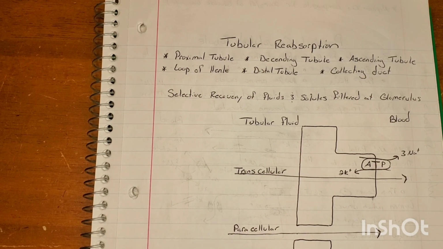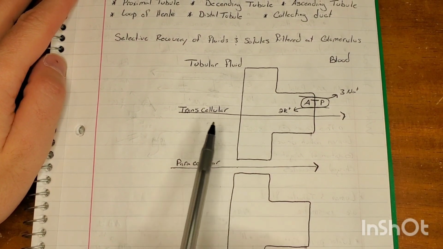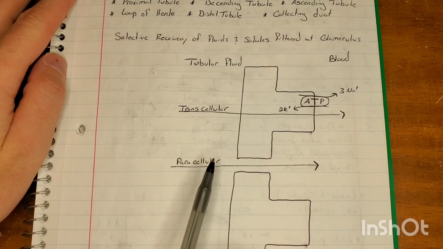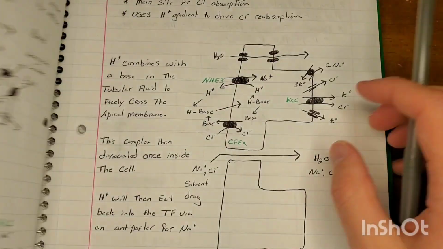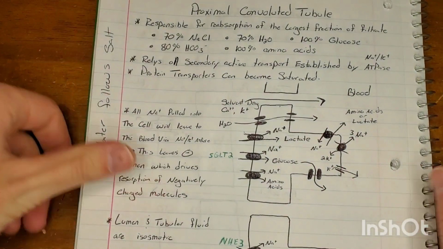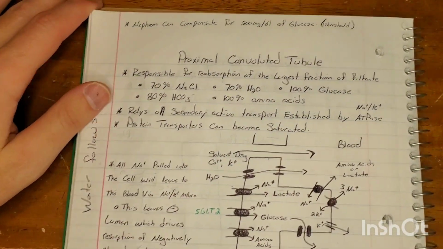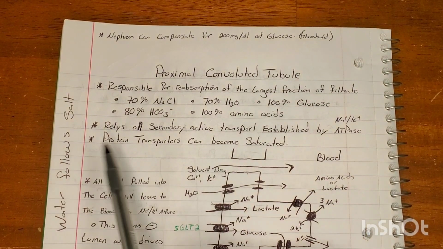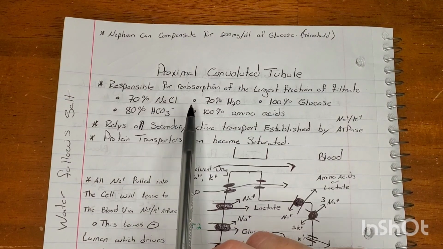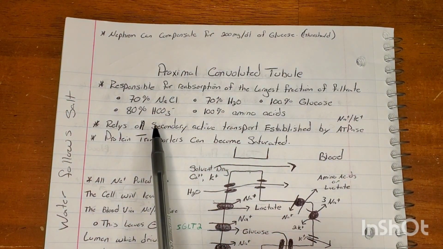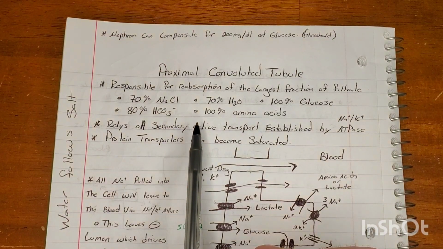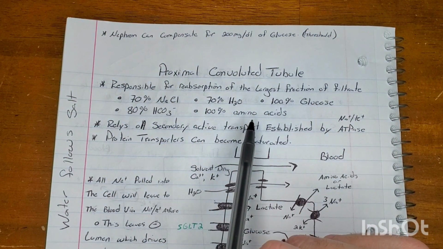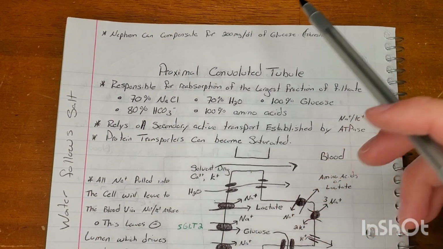So basic things for reabsorption, I'll just show you really quick. Transcellular, so this is going to be through the cell, and paracellular, this is going to be in between the cells. So we'll start in the proximal convoluted tubule, and this is probably the most important part for reabsorption. You can see I have listed here, 70% of sodium chloride gets reabsorbed here, 70% of water, 100% of glucose, 80% of bicarb, and 100% of amino acids. So it's responsible for reabsorption of the largest fraction of filtrate.